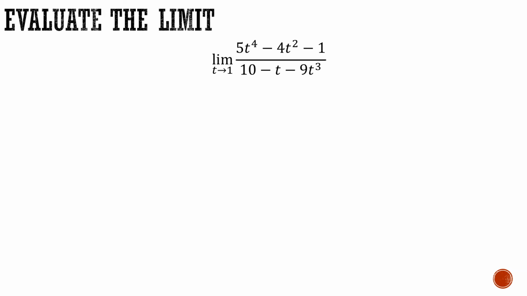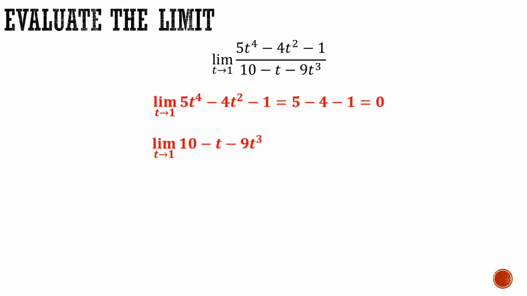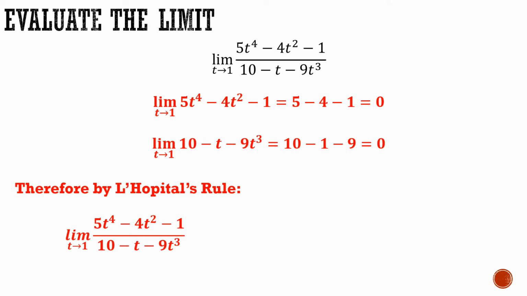All right, another example. So again, I'm going to start by just plugging in the limit. So I'm going to plug in the limit to the top. So I plug in 1 into 5t to the fourth minus 4t squared minus 1. And I get 5 minus 4 minus 1, which is 0. And then I plug the limit into the bottom. So plugging 1 into 10 minus t minus 9t cubed, I get 10 minus 1 minus 9, which is also 0. Again, I confirm that both the top and the bottom separately equal 0. This is what we call indeterminate form. So once we see that indeterminate form, we can use L'Hopital's rule and simply take the derivative of the top over the derivative of the bottom.